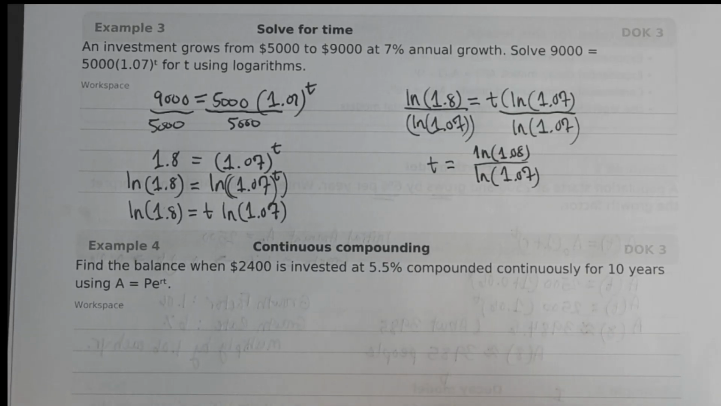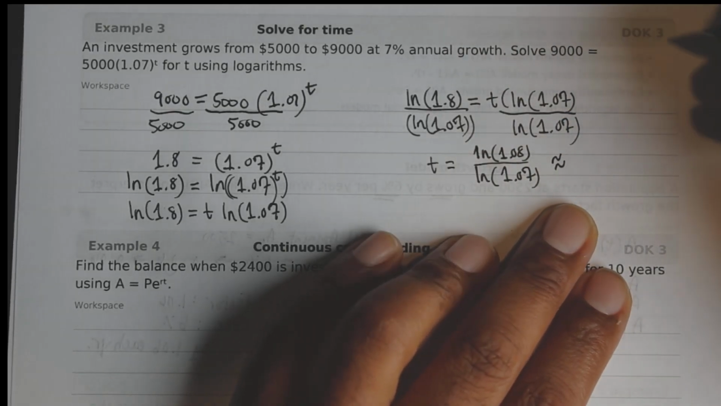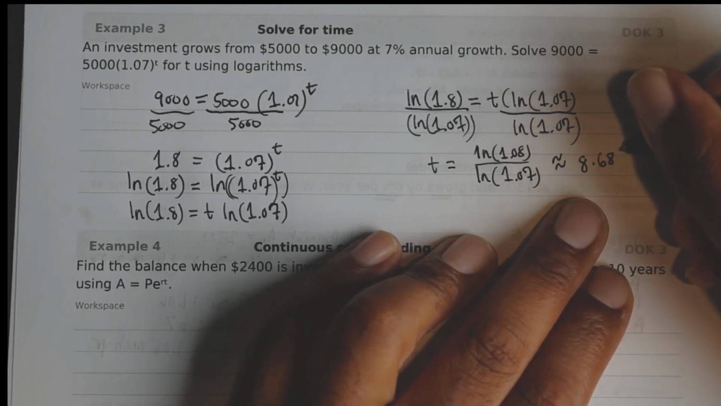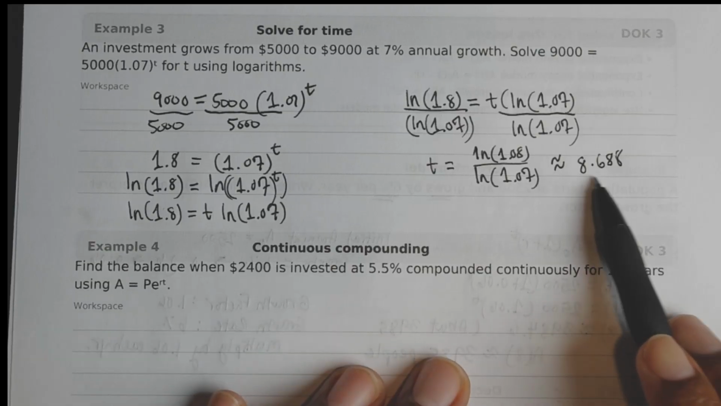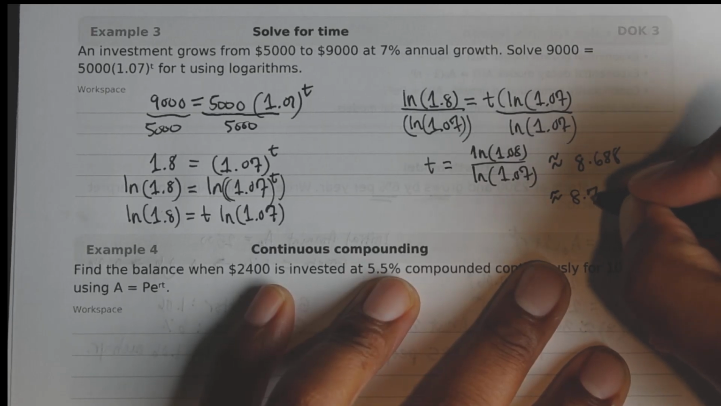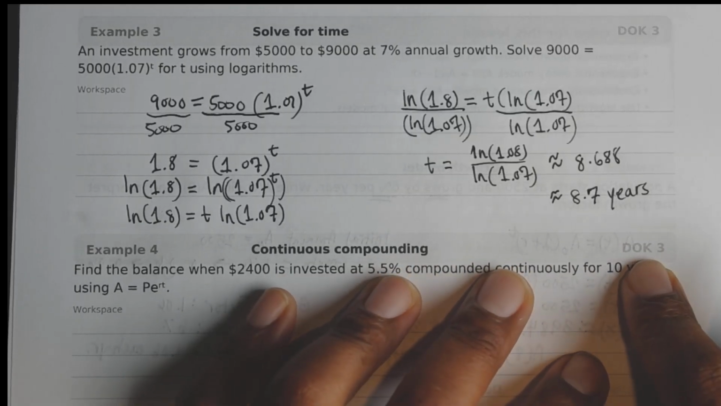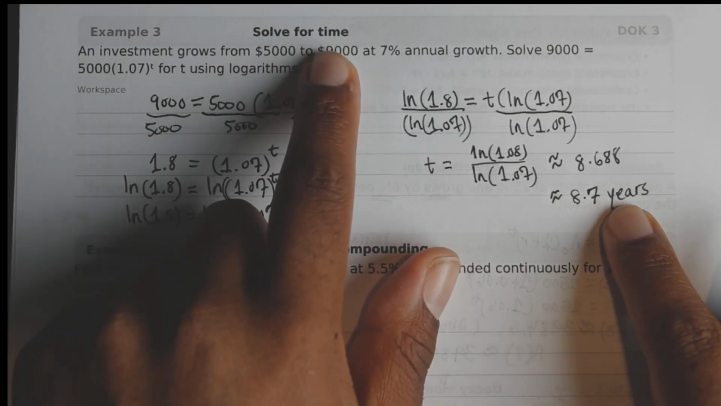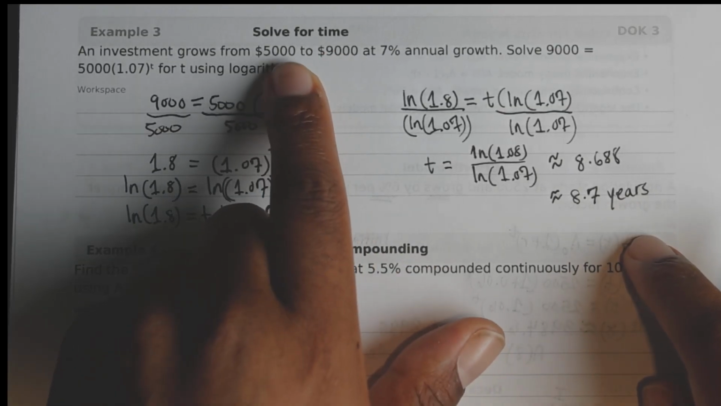And then once you do this, you're going to get an approximation in the calculator. And the approximation is going to give you t is approximately 8.688. Okay. So it takes around, we'll say 8.7 years, right, for the investment to go from 5,000 to 9,000, at 7% growth. 8.7 years is a long time to get from 5 to 9,000.